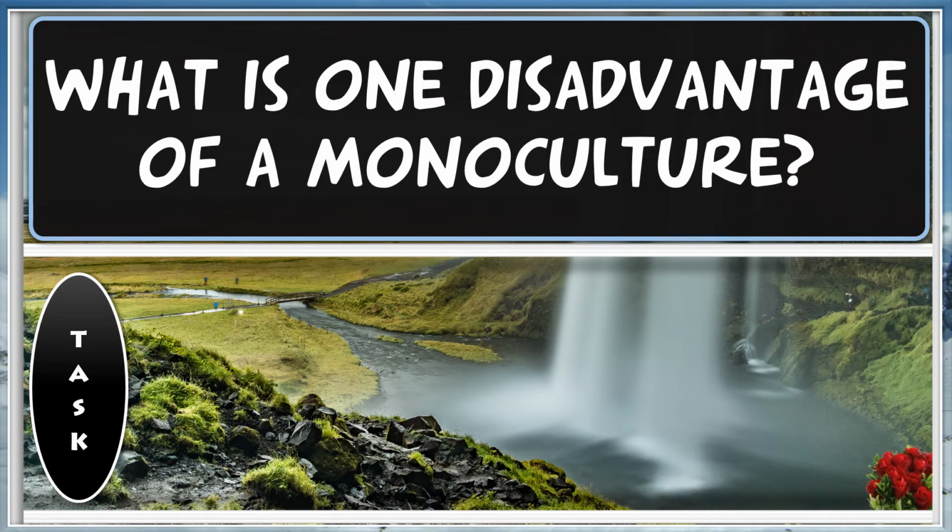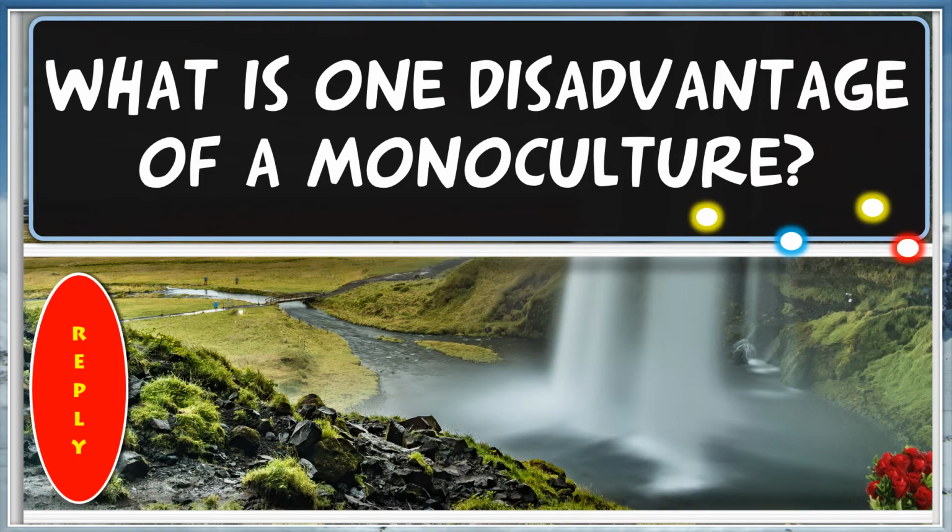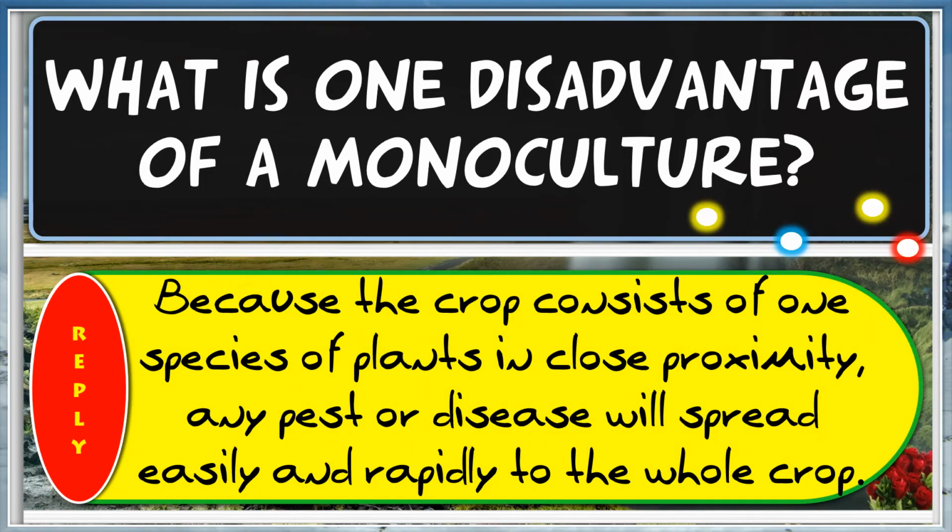What is the one disadvantage of a monoculture? Because the crop consists of one species of plant in close proximity, any pest or disease will spread easily and rapidly to the whole crop.